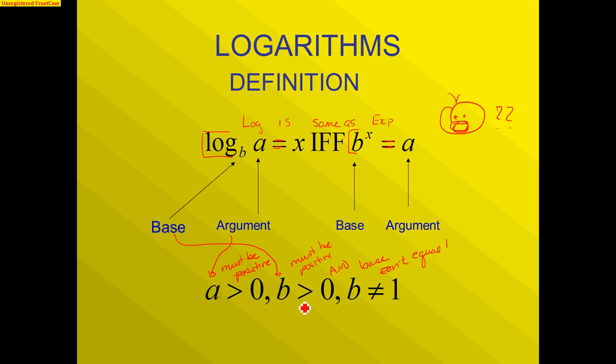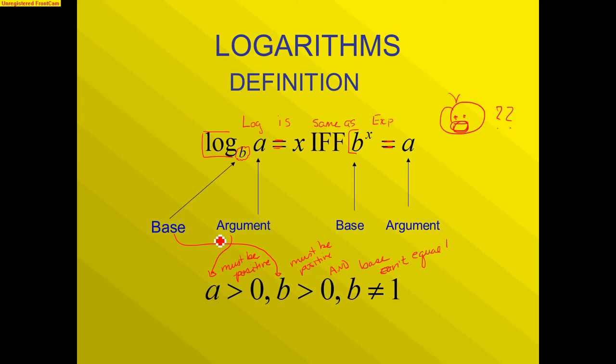So let's be clear. The argument, which is right here, can never be a negative number. And it can't be zero. It can be a half. It can be 3. It can be 1. It can be 17. It can be a million. The base here, this number, must be positive, so it cannot be negative. It cannot be zero. It can be a half. It can be 3/4. It can be 7/8. But it may not be 1. It may be 1.1. It may be a million.